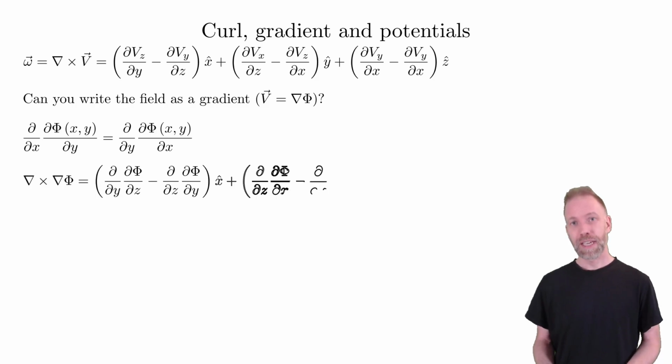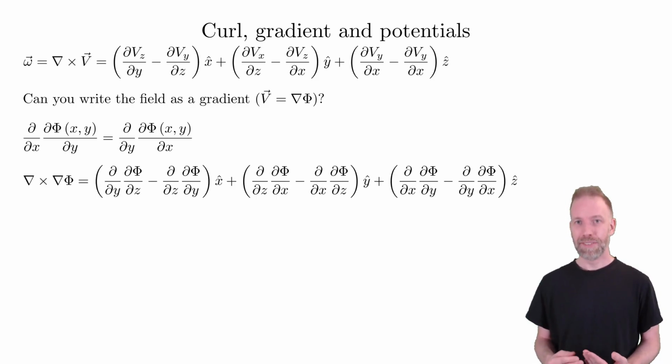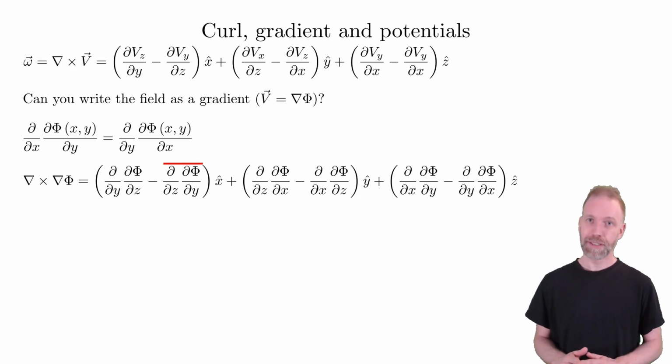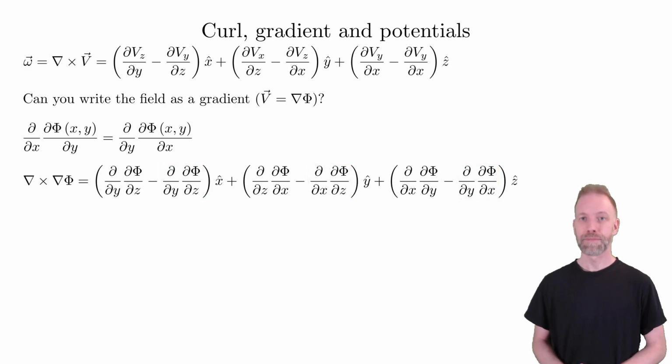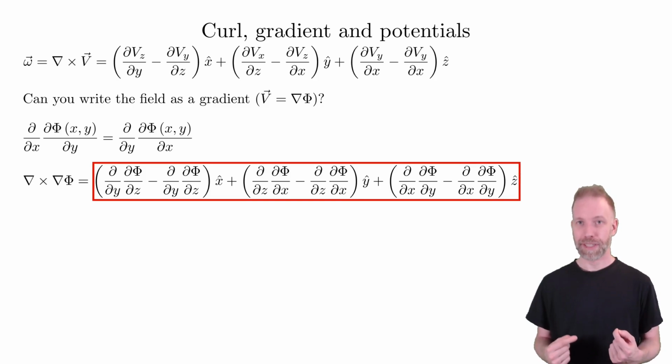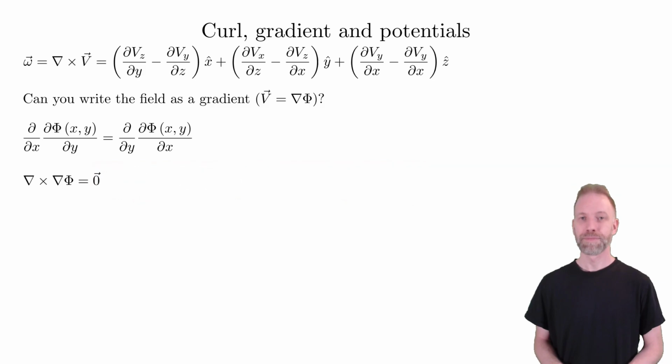With this result, we can mathematically check what happens if we take the curl of a gradient. Apply our result to these terms by changing the order of differentiation. Now we can see that every single term will cancel and the result is a zero vector. As the curl of a gradient always is zero, it is impossible to write v as grad phi if v has curl.